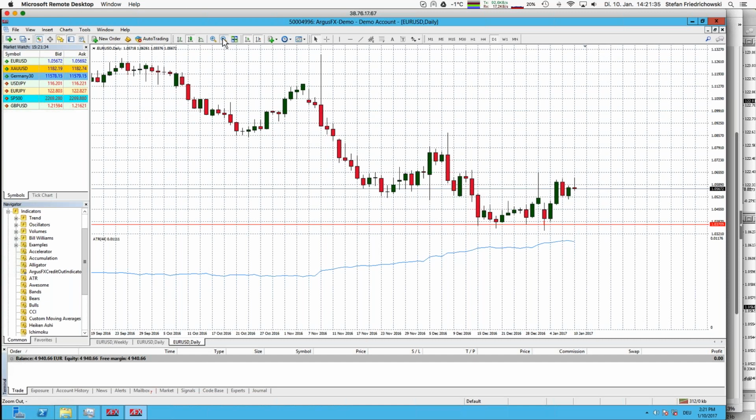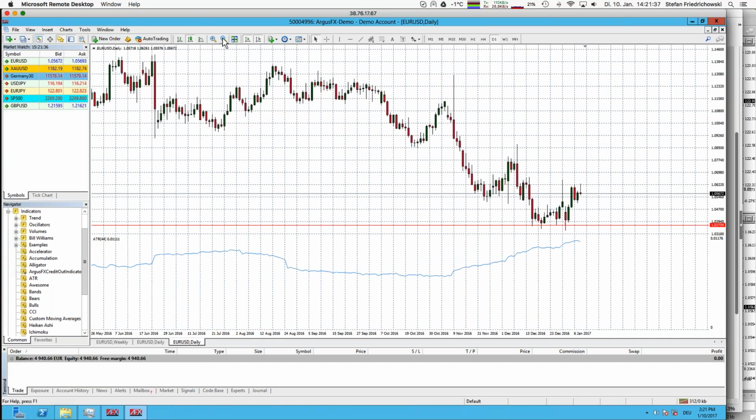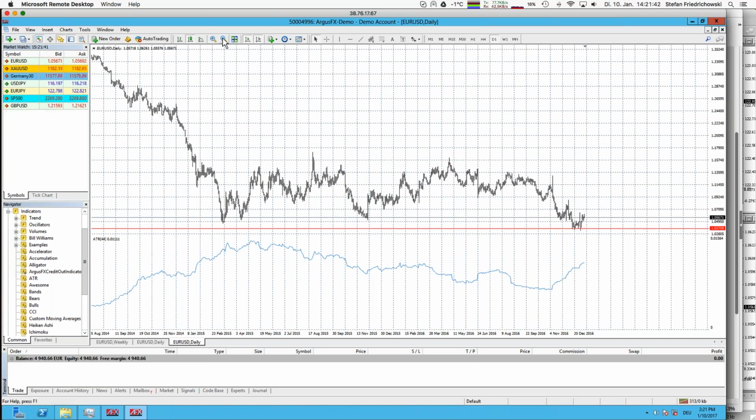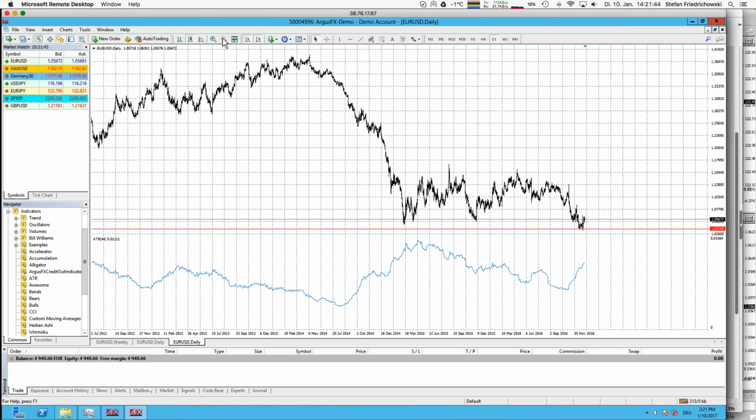Let me quickly zoom out here a little bit, so that we can see a little bit more of the history of the volatility. Now I have a period here of about 4 years backwards, and you can see that there was a long time period of low volatility. Then during the end of 2015, the volatility increased, then decreased up to 2 months ago, and from then onwards the volatility has increased once again.